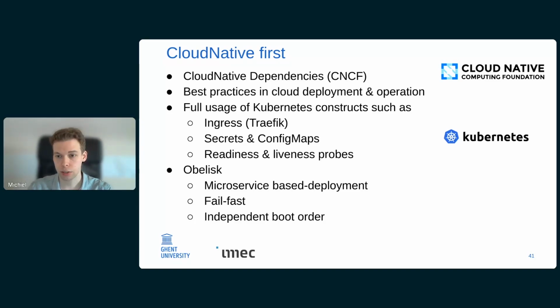And Obelisk is designed in such a way that the different services can scale independently. And it's also a fail-fast approach. So instead of trying to handle or fix certain errors that might occur in a service, sometimes it's faster to just crash the service and then let Kubernetes handle the crash, and then Kubernetes can just bring up a new instance of that service.